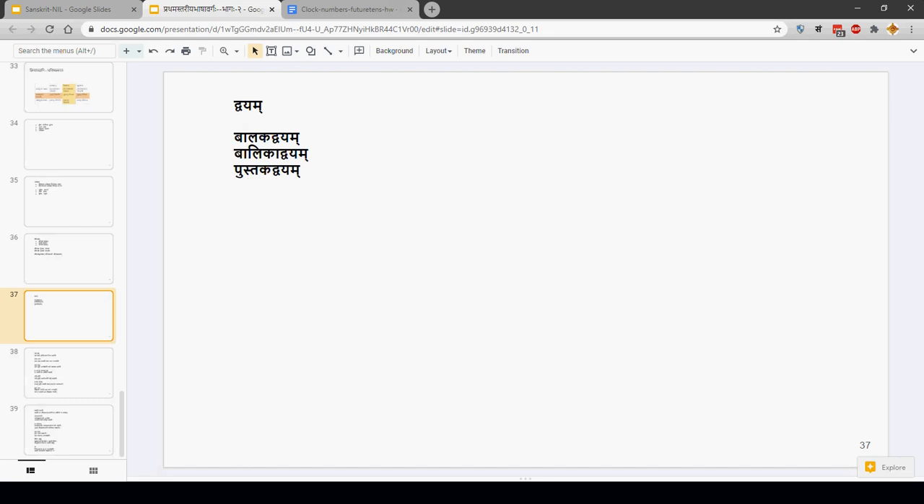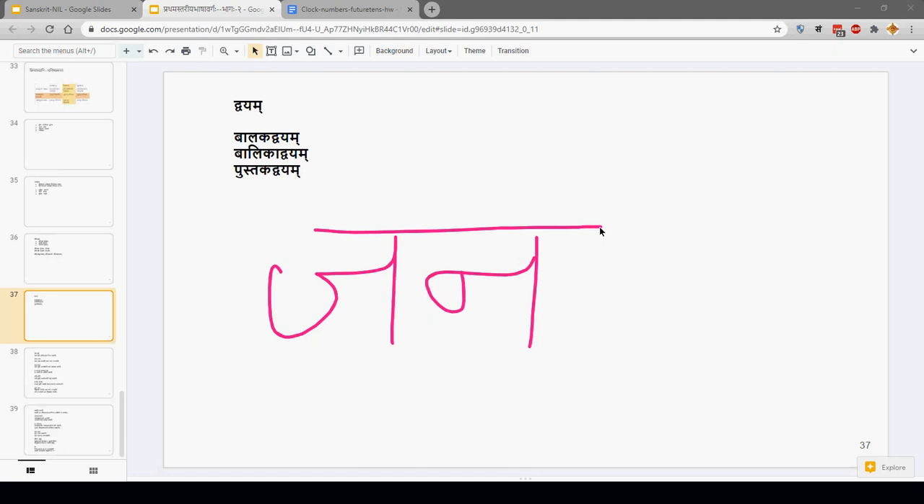Instead of saying balakau gachatah and, in strilinga, balike gachatah, we can just say balakadvayam gacchati, balikadvayam gacchati. Jana is person, and it is pullinga. So if there are two people, we can say janau, but instead we can say janadvayam. Janadvayam agacchati. Two people are coming, or a pair of persons coming. So gacchati remains in singular.